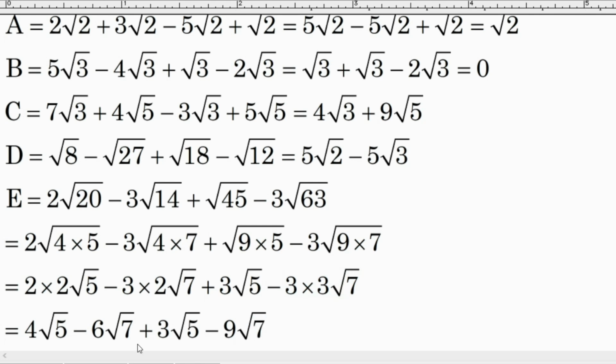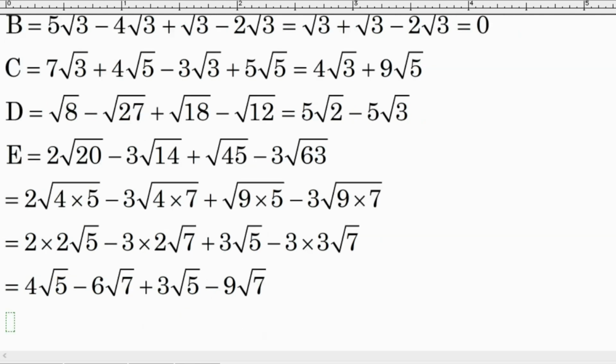Okay, now as we can see, we have the same radical here, so we can take them into a group. We get 4 square root of 5, grouped with this one, which is 3 square root of 5. When we group this together, we can add them because we have the same radical, which is the square root of 5. Then we take minus 6 square root of 7 close to minus 9 square root of 7.